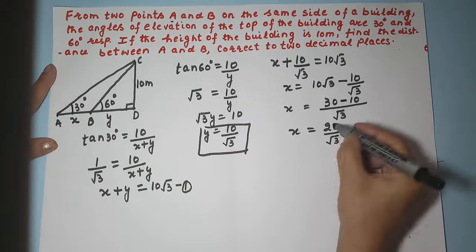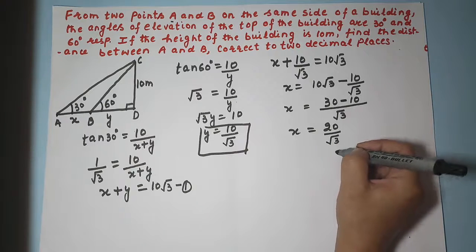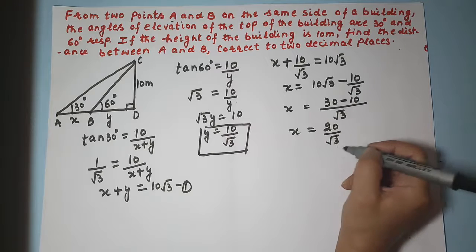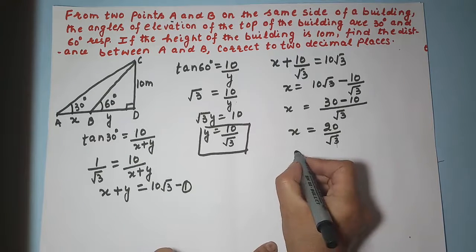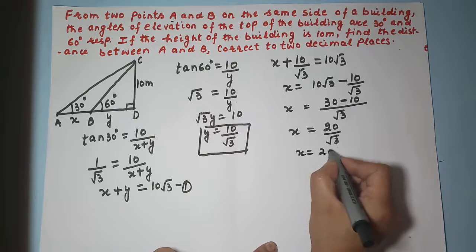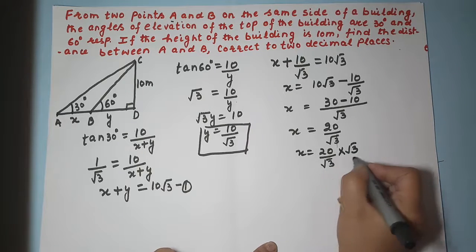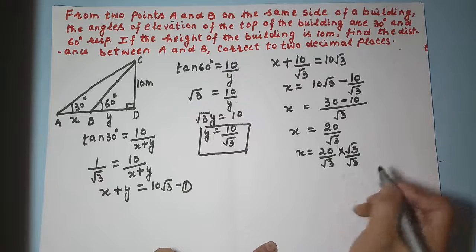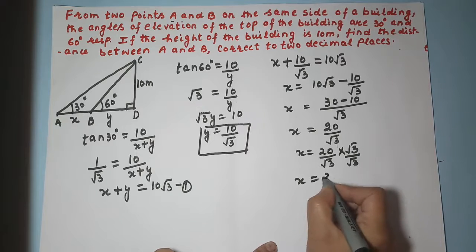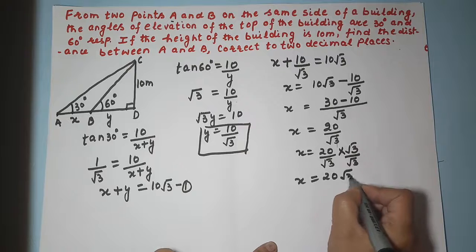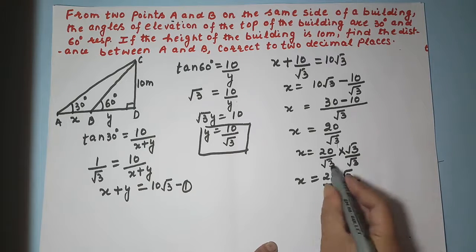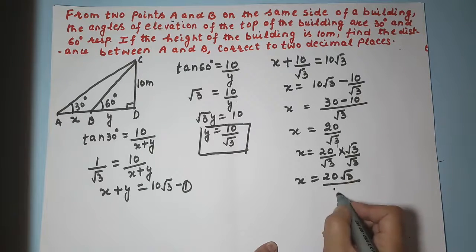Right? But I don't keep the irrational numbers in the denominator. So I will rationalize it. So let me rationalize it. I will get x equal to 20 root 3 upon root 3 into root 3. So this will be 20 root 3 upon 3, since root 3 into root 3 is 3.